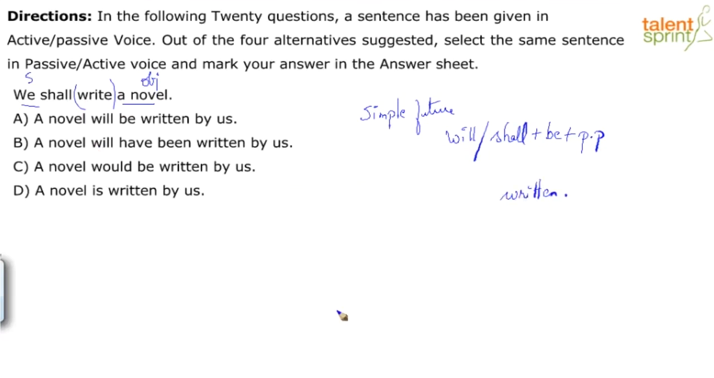The answer is A: a novel will be written by us. This is where I feel there is a disconnect, because most of us get confused with direct indirect speech and we apply those rules to active passive voice. It doesn't work that way. Okay? "We shall write a novel" becomes "a novel will be written by us." That's it.